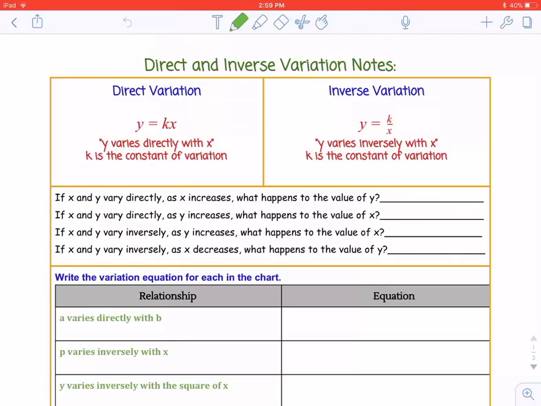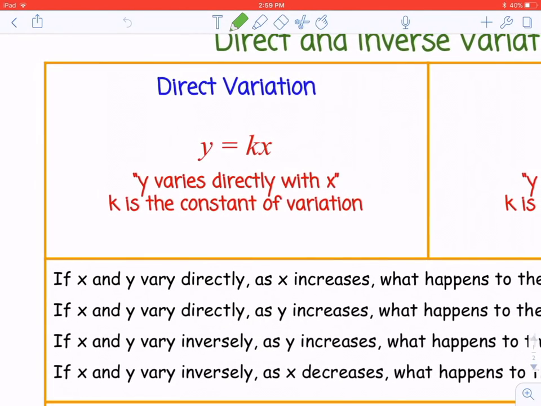In this video, we're going to take a look at direct and inverse variation. For direct variation, we use the formula y equals kx. That means y varies directly with x, and k is the constant of variation. Direct variation is when one thing increases, it means the other thing affecting it also increases.